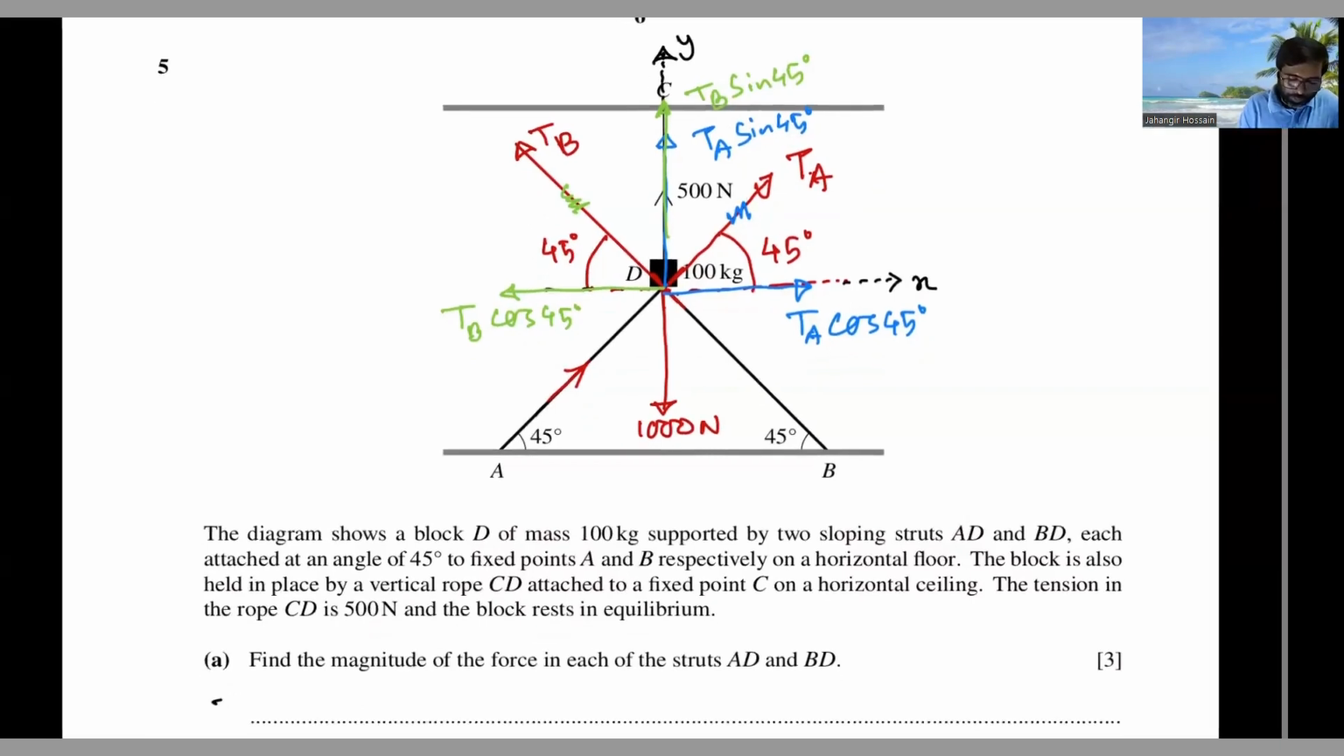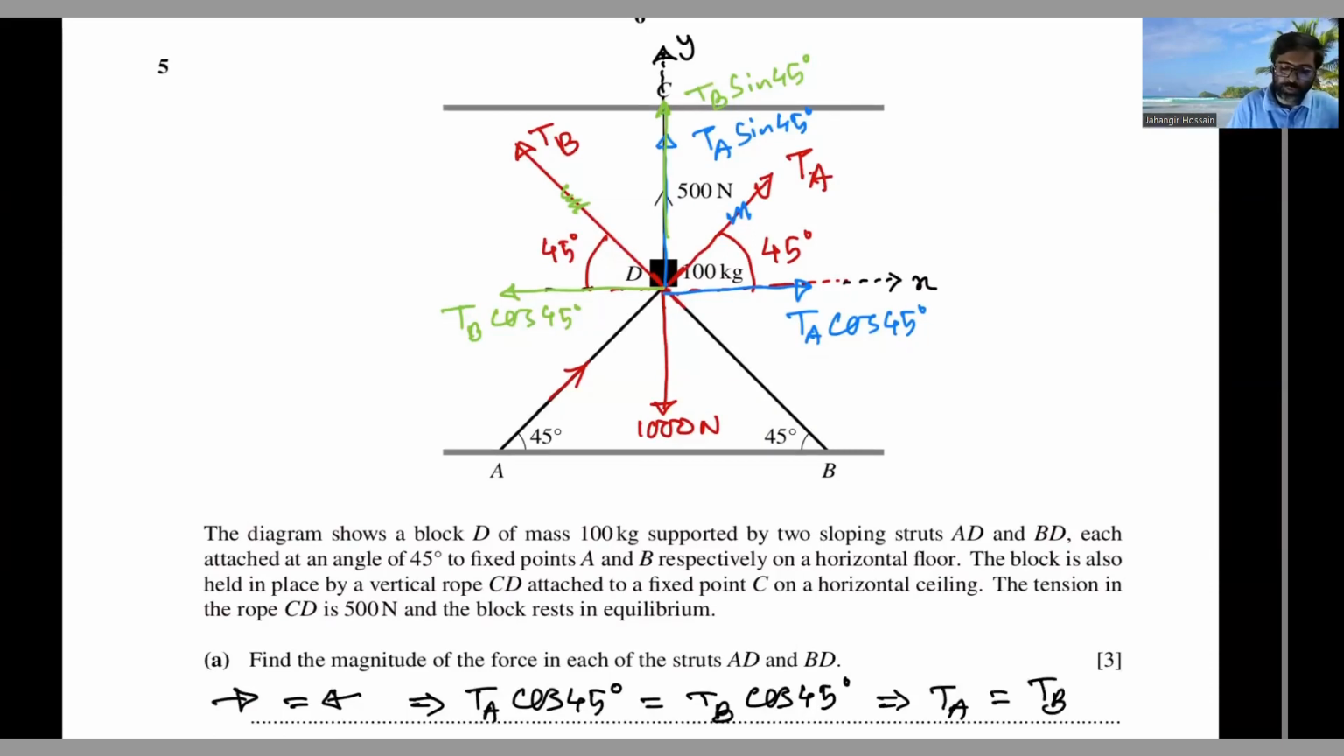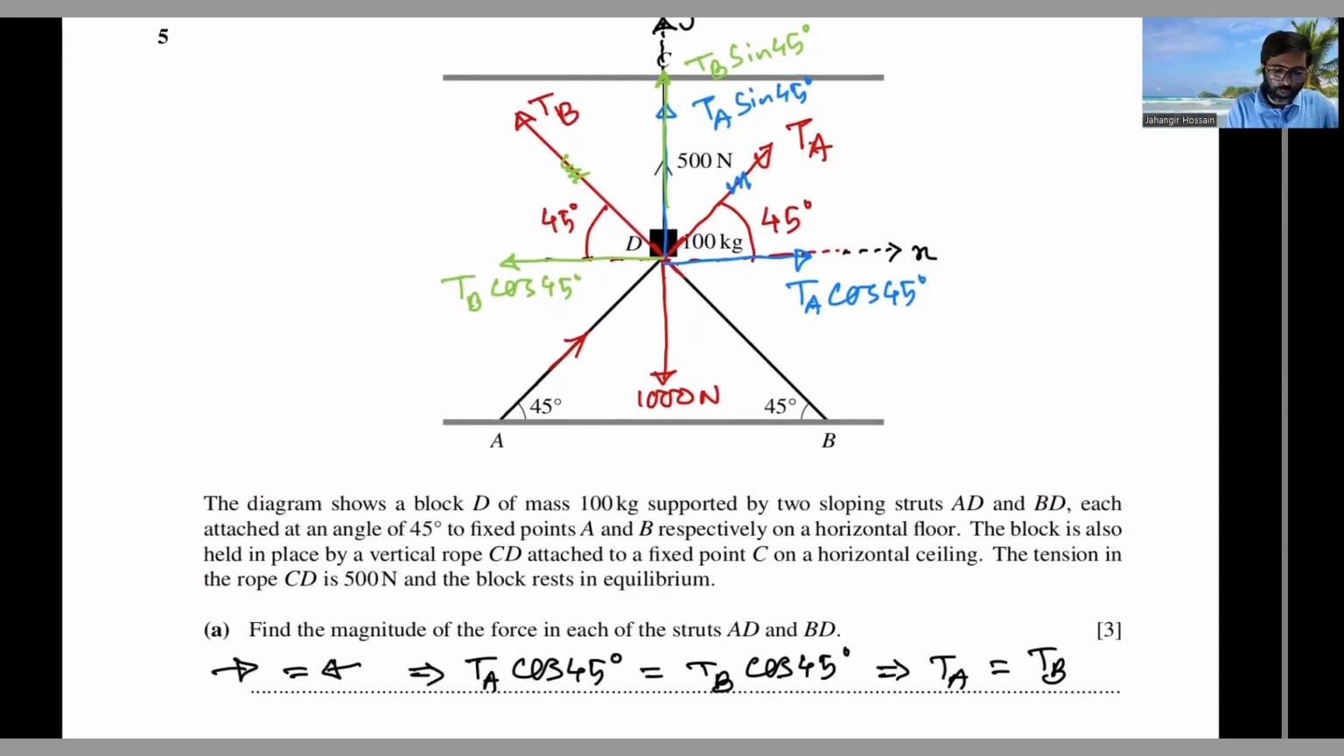Now, we have two horizontal components and they are balanced. So if we resolve horizontally, we have TA cos 45 equal to TB cos 45. That means TA equal to TB. The forces in the struts AD and BD are equal.